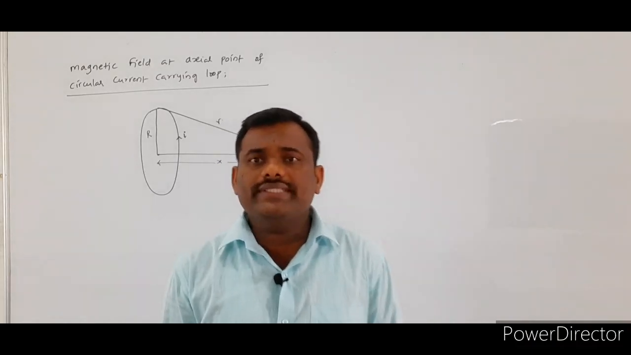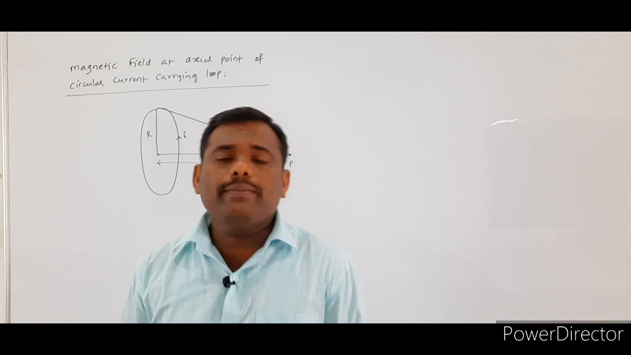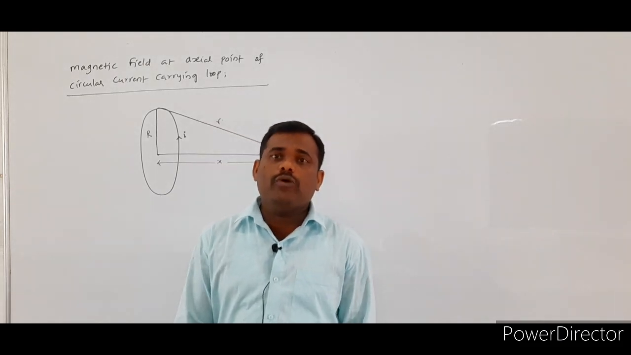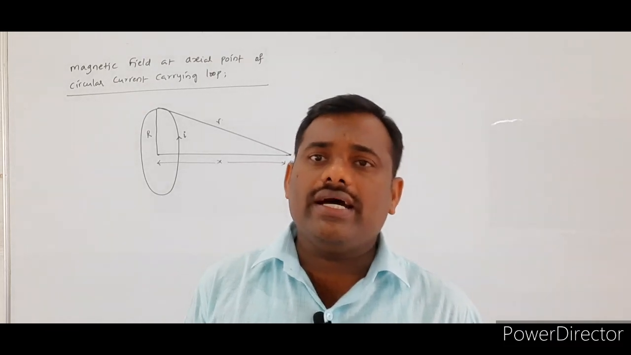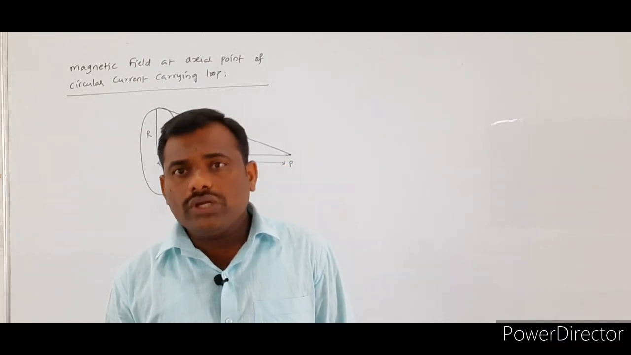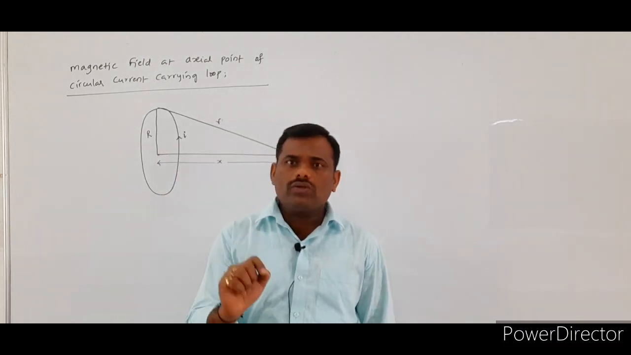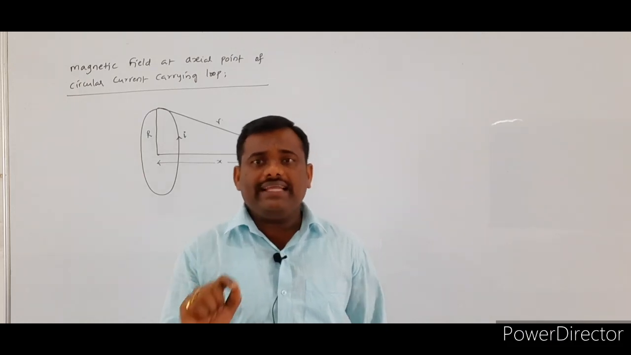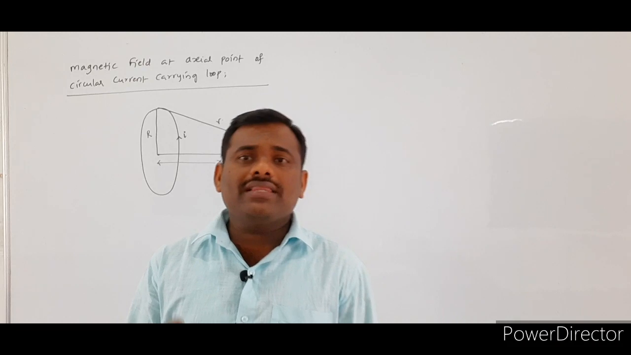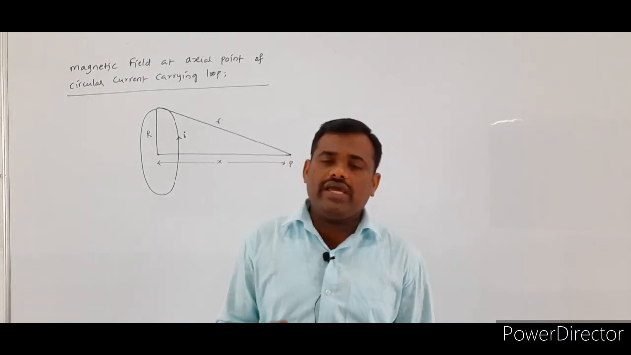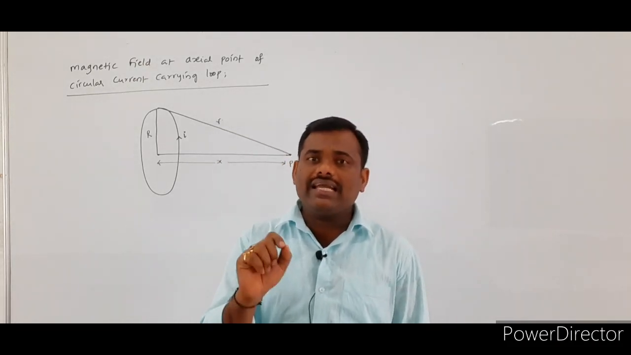Today we are going to discuss the topic: the magnetic field intensity at a point on the axial line of a circular current carrying coil. What we are going to discuss today? We are going to discuss the magnetic field intensity at a point on the axial line of a circular current carrying coil.